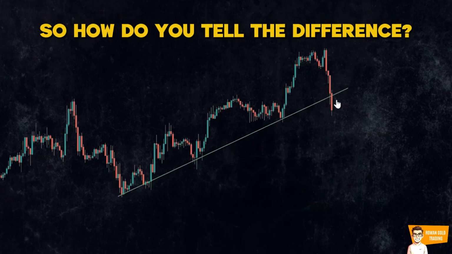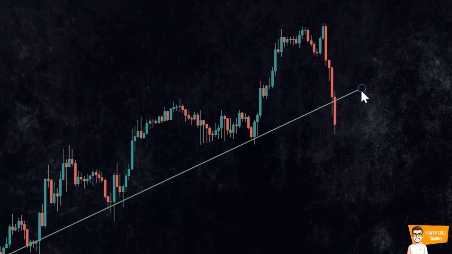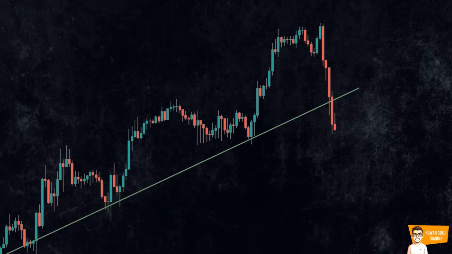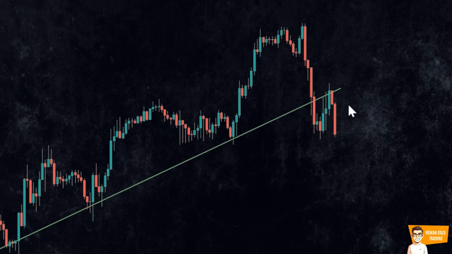Well, a fake out just looks weak. It's usually small, choppy candles. There's no real power or momentum behind it, and often the price will just limp across the line and then snap right back. A real breakout, on the other hand, is all about energy. You're looking for big, powerful, decisive candles that close firmly on the other side of that line. That's conviction.